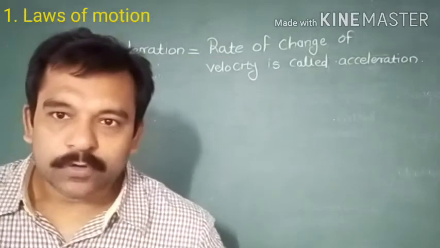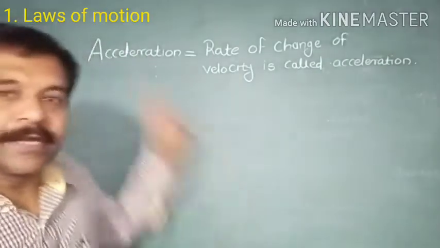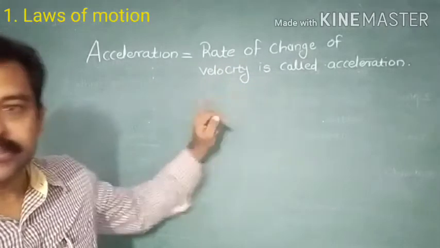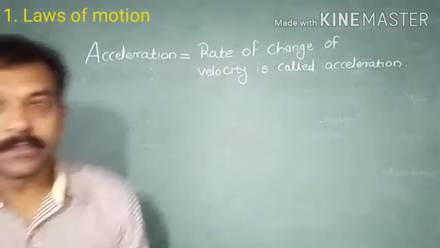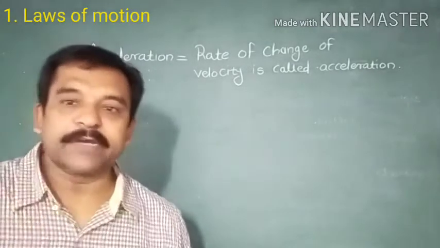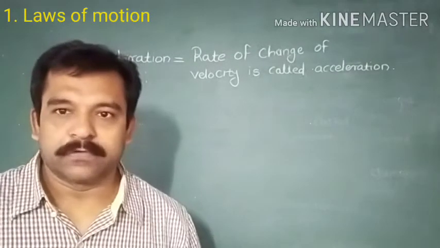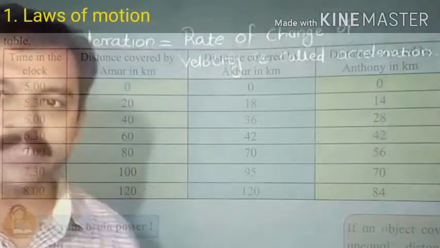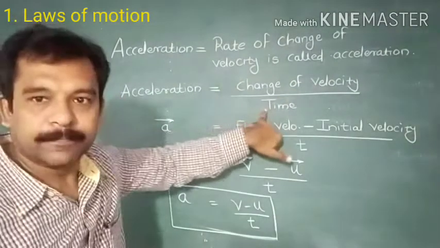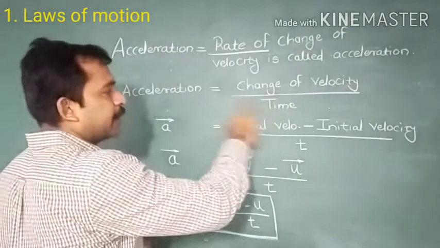Next quantity we are going to see is acceleration. What is acceleration? Rate of change of velocity. Rate of change of velocity is called acceleration. So guys, see, the word rate of again came over here. Rate of means divided by time. So if I want to make a formula for acceleration, I can say acceleration is equal to change of velocity upon time. As you see, the word rate of is there, so in a formula, divided by time.